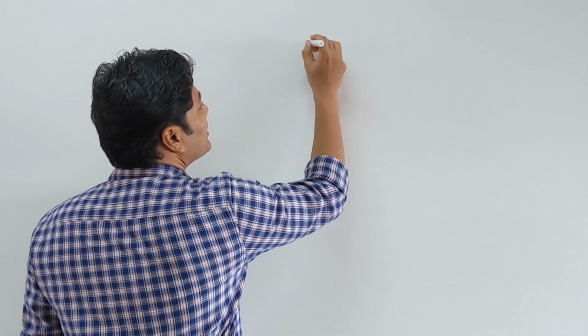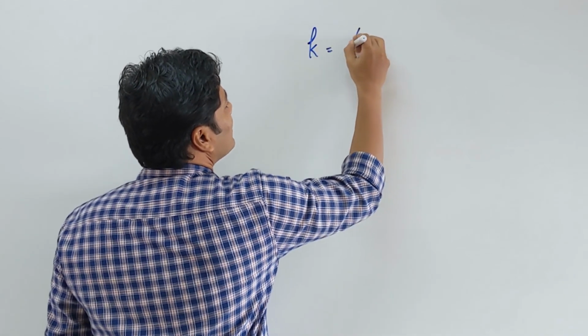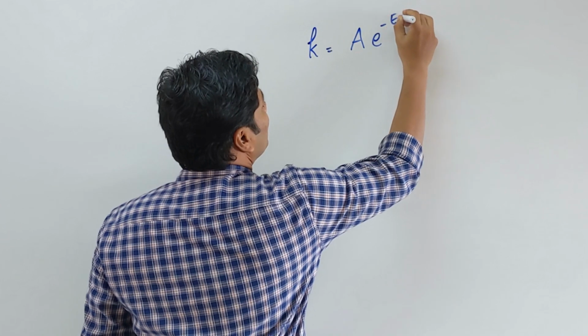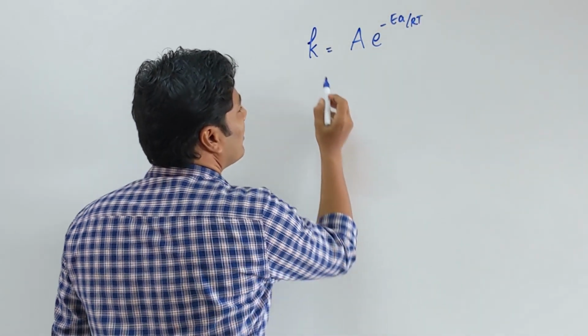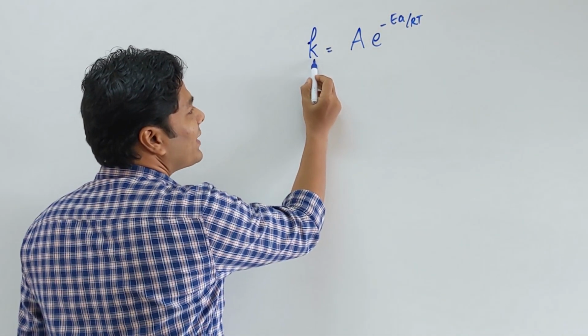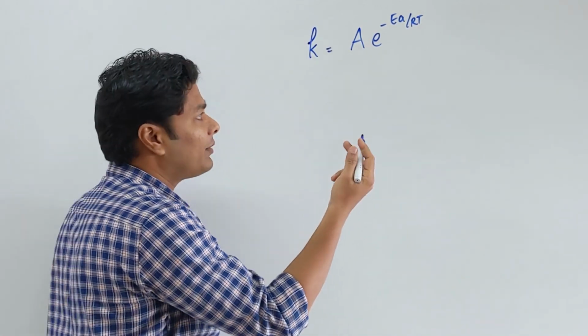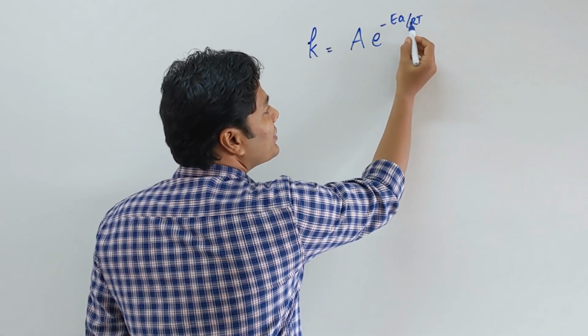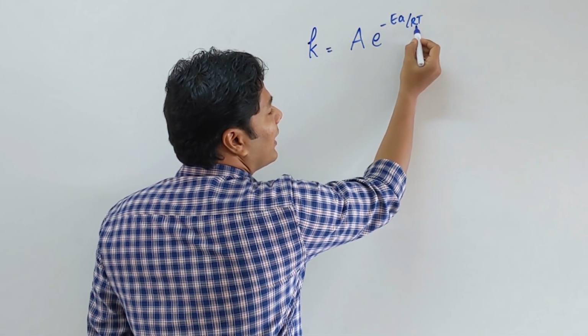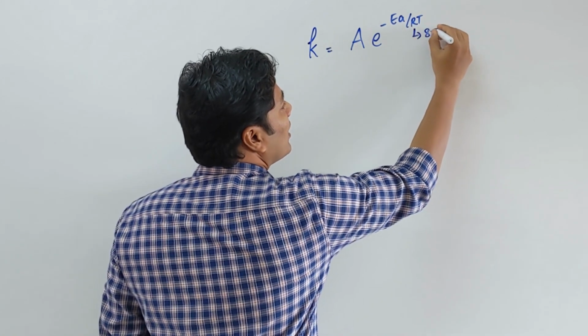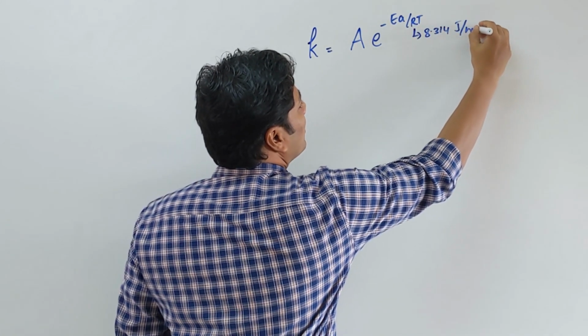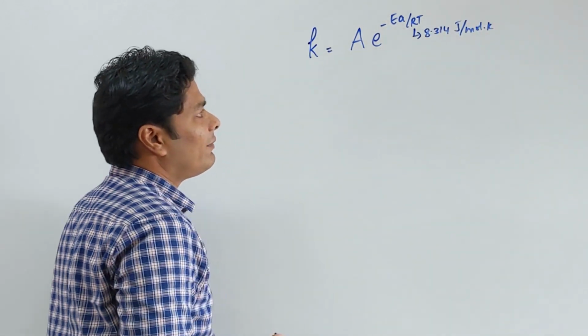Now Arrhenius gave an equation relating the rate constant versus the temperature. It's called the Arrhenius equation. Rate constant K equals A e to the power minus EA by RT. Here K stands for rate constant or specific reaction rate. A is the frequency factor, Arrhenius factor or collision factor. EA is the activation energy, R is the gas constant, and R has to be in 8.314 joules per mole Kelvin. T is the temperature in Kelvin.